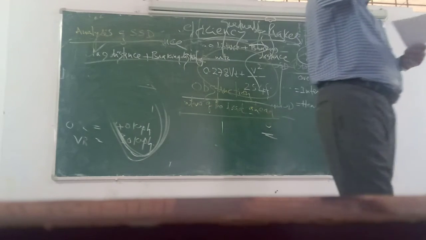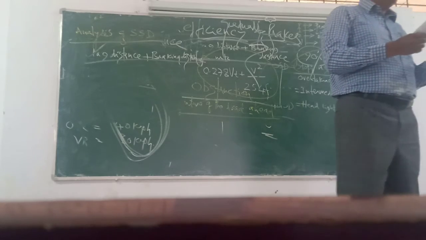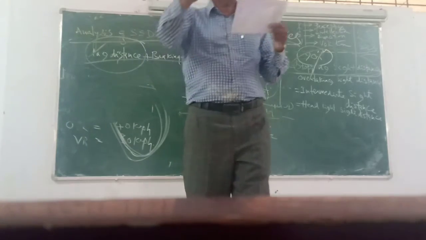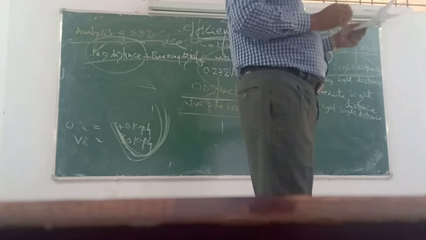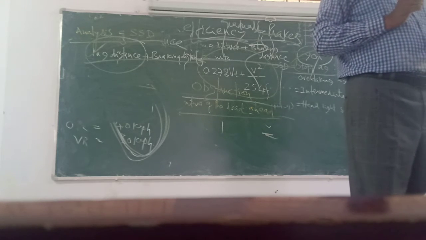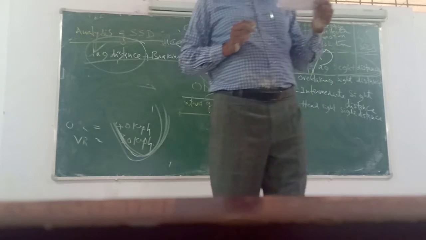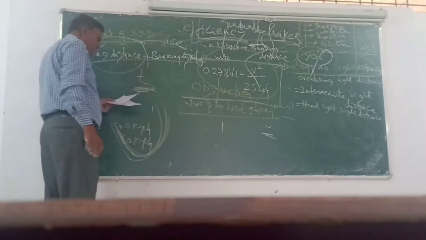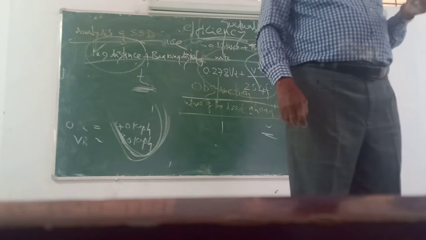Now read the lag distance. I have defined everything. I am not going to tell once again. Lag distance: the distance travelled by the vehicle at the uniform speed during the total reaction time, small t, which is known as lag distance.